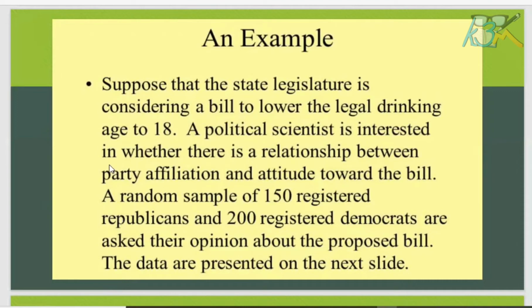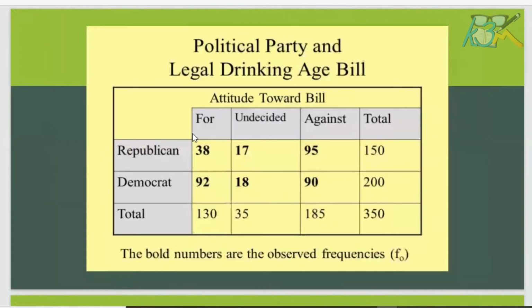Okay? So dito, yung sample natin is 150 Republicans and 200 Democrats. So ito yung first variable natin. Dito, tingnan nyo.